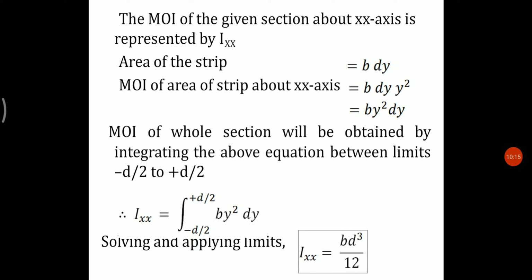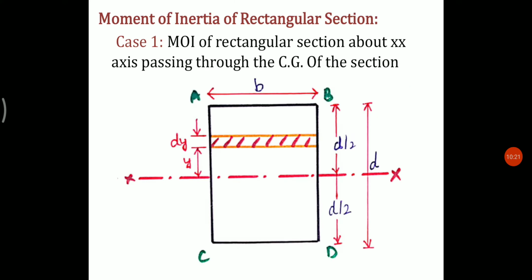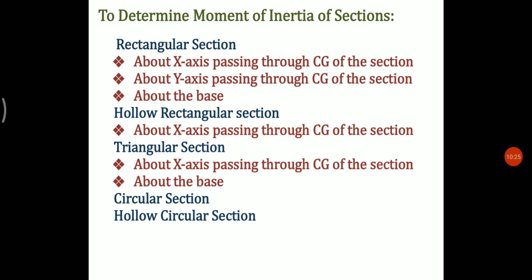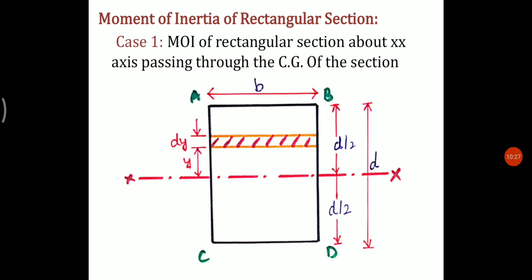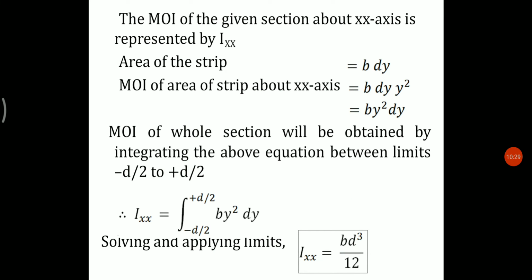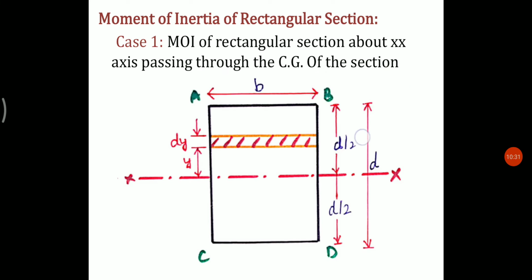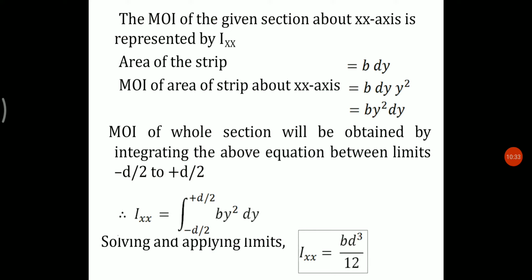Now the moment of inertia of the whole rectangular section can be obtained by integrating the above equation from the limits. So if you take this as the x axis, so this is minus d by 2 and this is plus d by 2, correct? So that's why we have to integrate between minus d by 2 to plus d by 2. Now applying limits and simplifying, you will get Ixx as b d cube by 12.